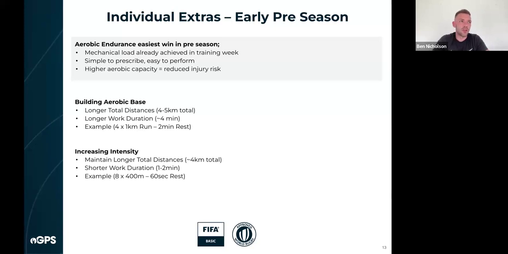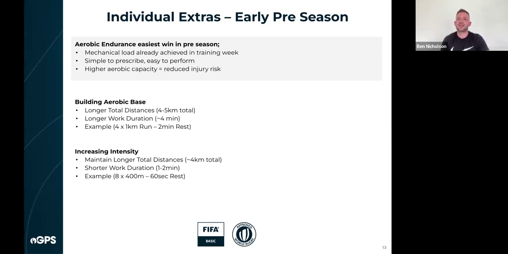They do need to get used to coming up against opponents. They do need to get used to these 1v1, 3v3 scenarios, however you want to frame it. But at the same time, like we said right at the start, without an aerobic base, we've got a very poor chance of getting much out of the season. Like I said, that's really simple to prescribe and really easy to do.